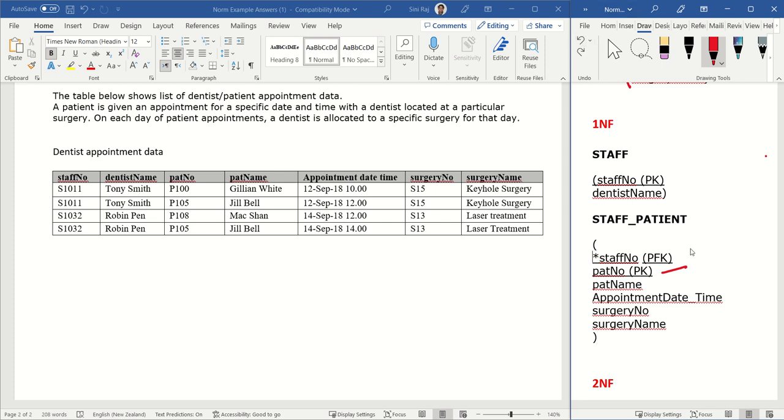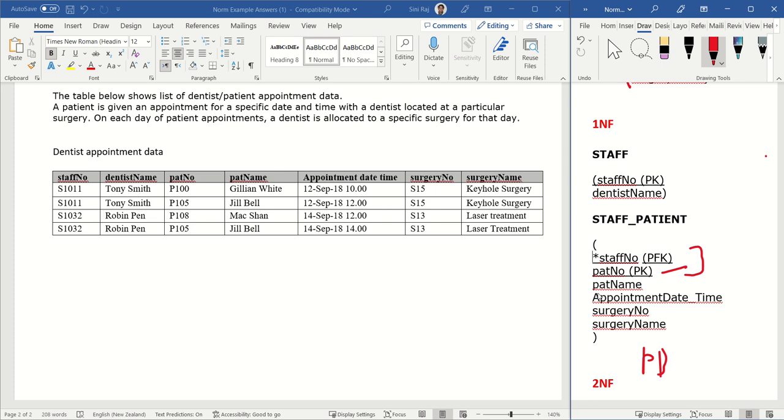So you have this combination of staff number and patient number as your composite primary key, right? So this is a composite entity. This is how you will solve the multi-valued attribute. It's all the same for every case. Now, in order to move on to the second normal form, we need to identify whether there are any partial dependencies available.